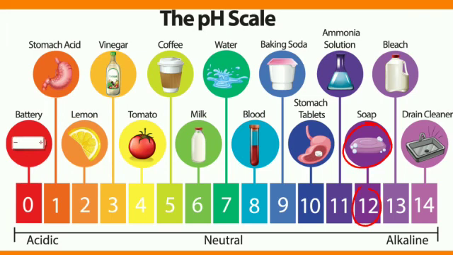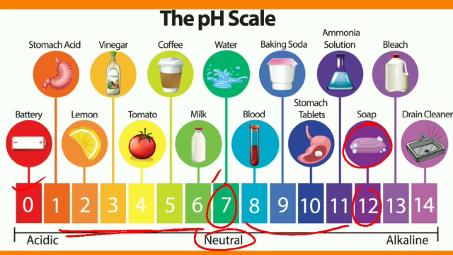pH starts from 0 to 7. This range occurs in acidic solutions, and pH 7 shows neutrality. If a solution has pH 7, it means it is neutral, not acidic or basic. For example, pure water is neutral, its pH is 7. Above the value of 7 occurs in basic medium.